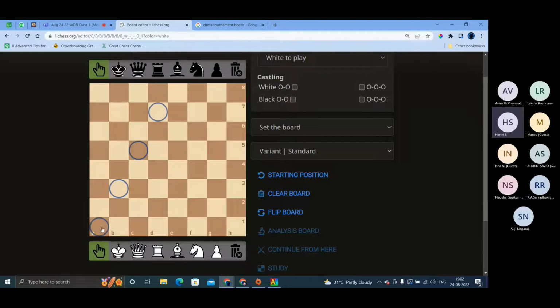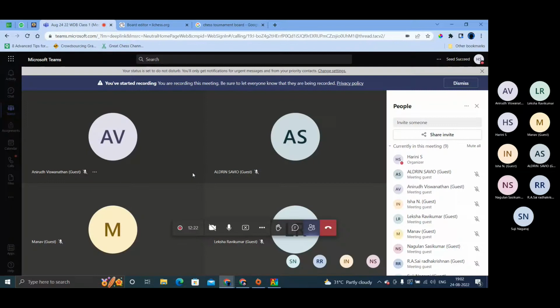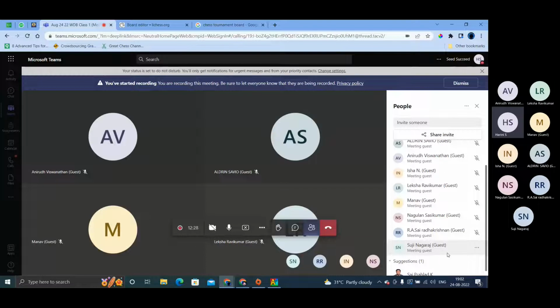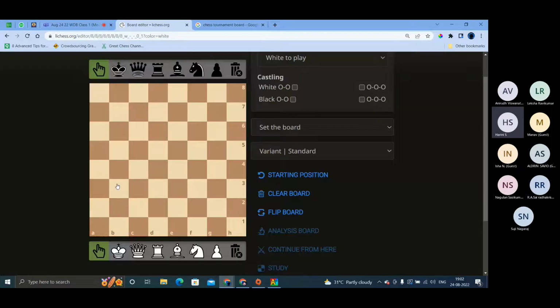Now I will be asking you a question. I'll point your name and you can unmute and speak, and answer. Give me a second. I will note down the names so that it would be easy for me to call. We'll start from Aldrin. Can you unmute, Aldrin? Are you there? Okay, Anirudh, can you tell me which square is this? Is this a light square or a dark square?